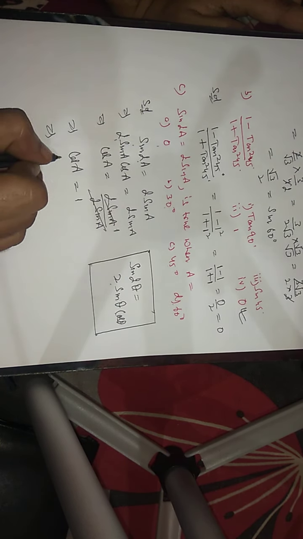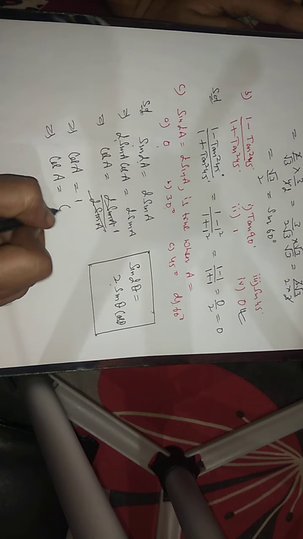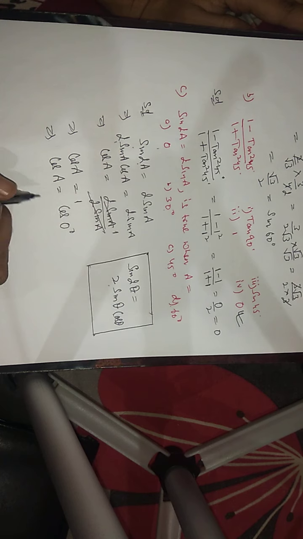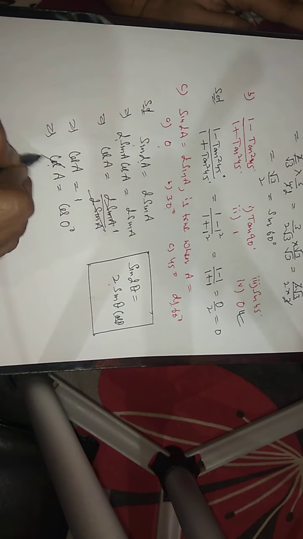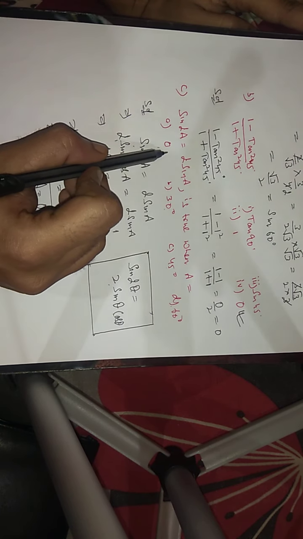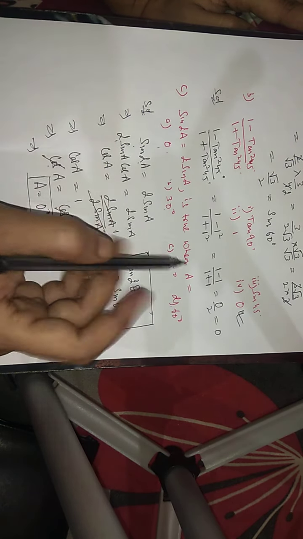Now cos is 1 for what value? Cos is 1 for 0 degree, because we know cos 0 is 1. So cos a is equal to cos 0, cos gets cancelled out, and the required answer is a is equal to 0. That is, sine 2a is equal to 2 sine a is true when a is equal to 0. So that is your right option.